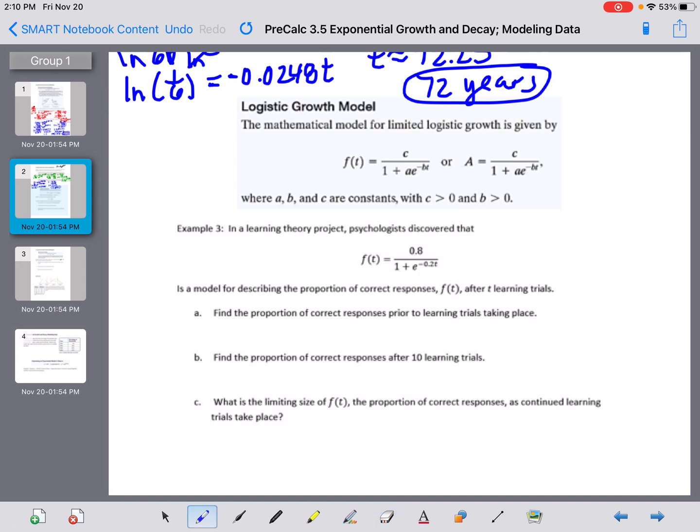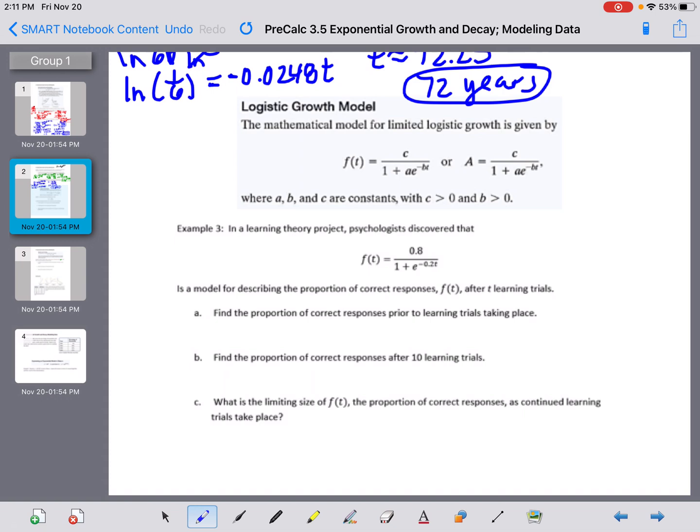All right, so we have this model where f(t) equals c over 1 plus a times e to the negative bt power. a, b, and c are constants. c and b have to be larger than 0, okay? Really, that's all you need to know right now. Okay, let's put it into perspective of what we're doing.